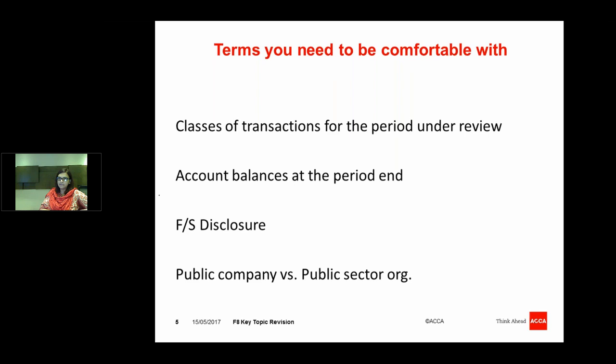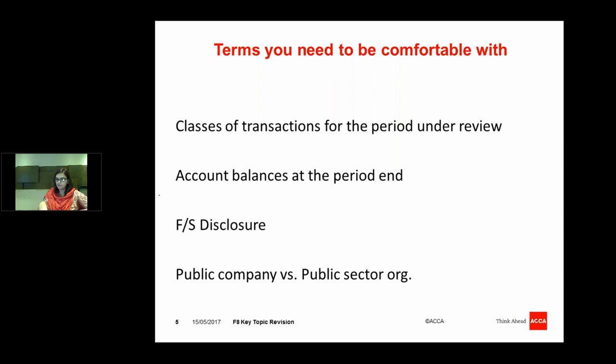Statement of profit or loss. Anyone else? So, classes of transactions for the period under review. This is a technical audit term. One person has given an answer. Is there anyone else? ACCA. All right, guys. Half of you are wrong. A few of you are right. All right. Those of you who did not get the right answer: all my items in the statement of profit or loss are called classes of transactions for the period under review. So my P&L items, all my income and my expenses for the year, they are classes of transactions for the period under review. Are you okay?